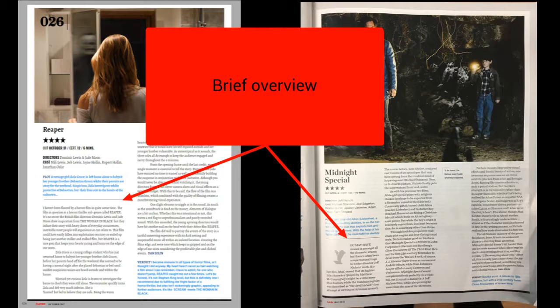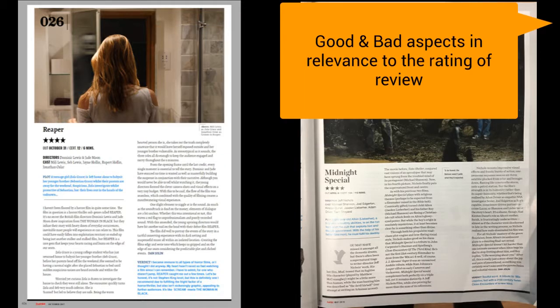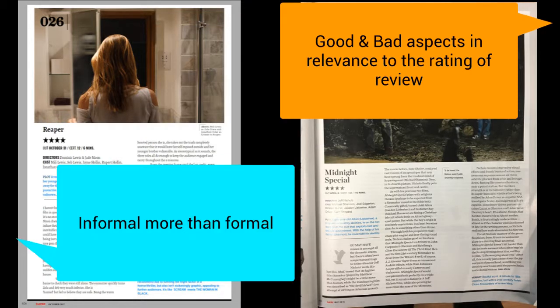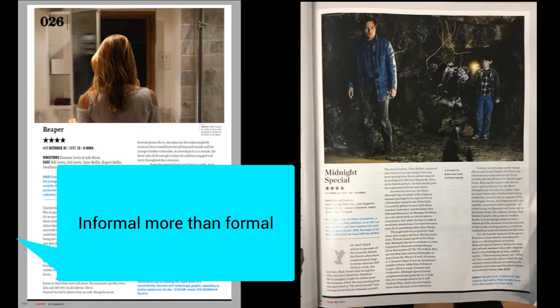The review consists of, in Empire's magazine, a brief overview but not too much detail to avoid spoilers. As well as this, it then highlights the good aspects and bad aspects depending on the rating of the review. The language tends towards informal writing where slang is sometimes used. This is due to the audience of their magazine.